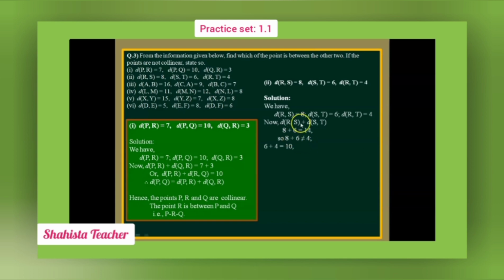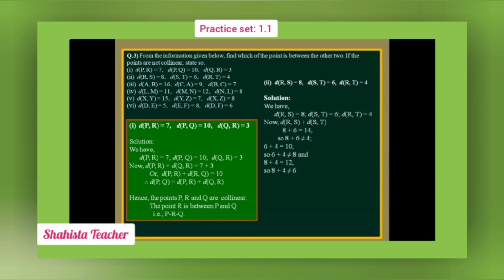Now this 6 plus 4 is equal to 10 and this 10 is not equal to 8. So here we will write 6 plus 4 is not equal to 8. Okay, now here this 8 and this 4: 8 plus 4 is 12. Now 8 plus 4 is 12, which is not equal with this 6.